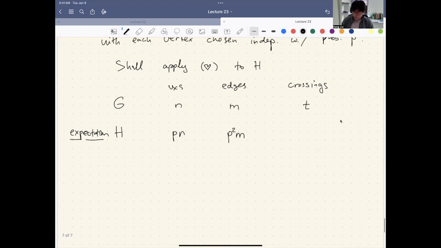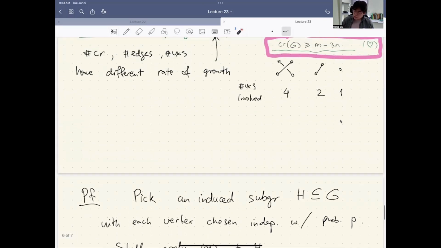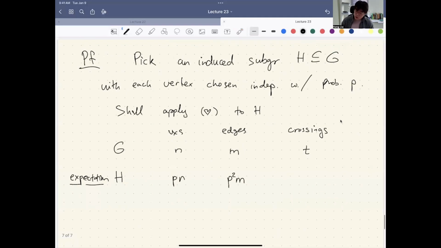What about the number of crossings? Well, each crossing is caused by 2 edges with 4 vertices involved. So we have p to the 4 times t in expectation.